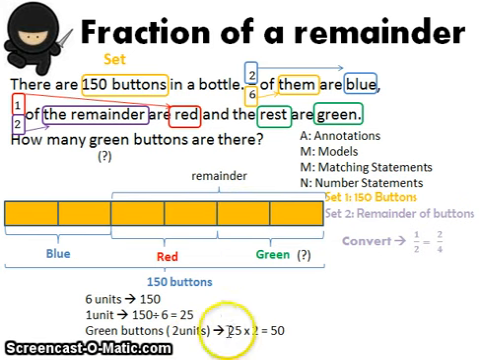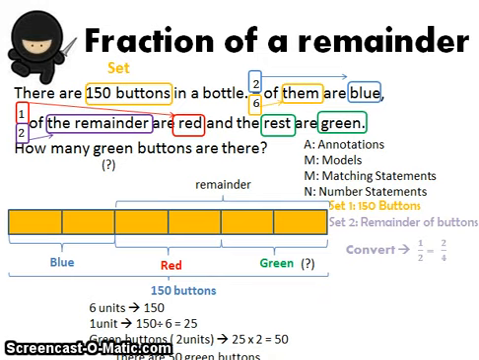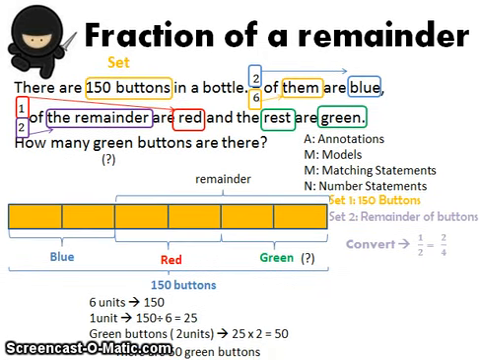1, 2, we multiply it by 2. 1 unit is 150 divided by 6, which is 25. The green buttons, which is 2 units, is 25 times 2, which is 50. So as a result, we know that there are 50 green buttons. And this is how we can solve the question.